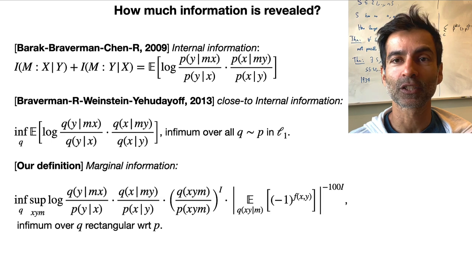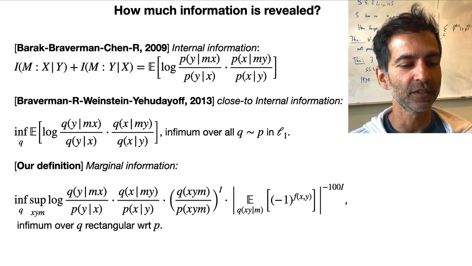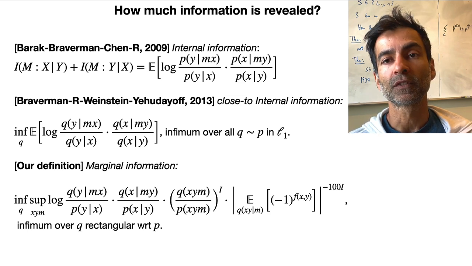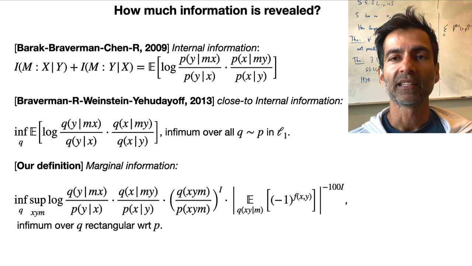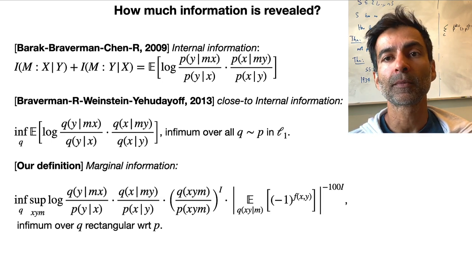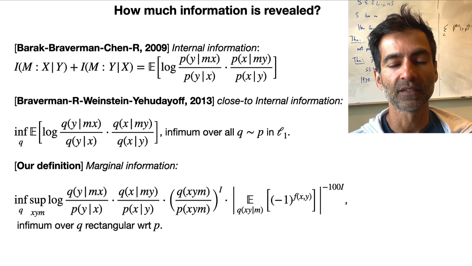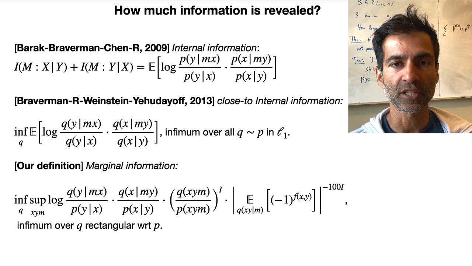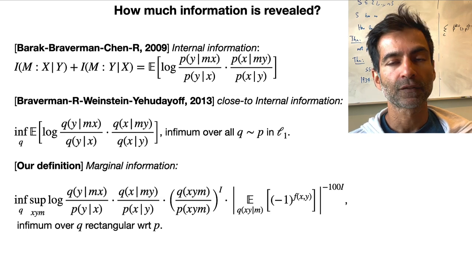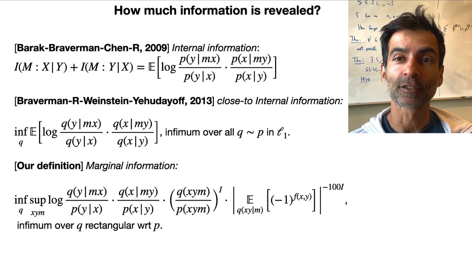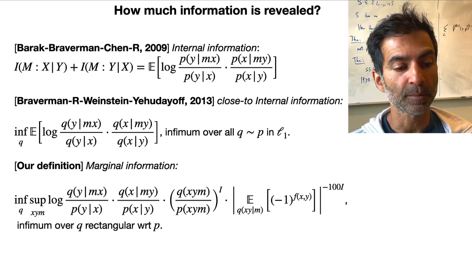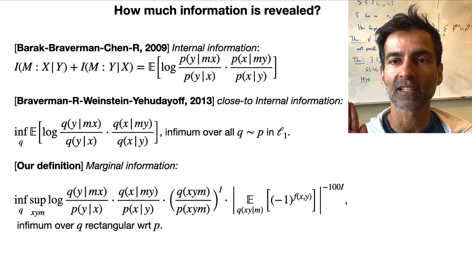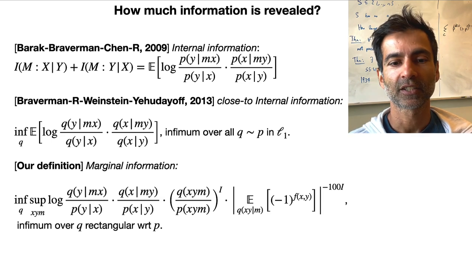So what is our definition? It looks like this. Okay, there are a few differences from the old definition. So we take the infimum over all q that are rectangular with respect to P. And then for each fixed q, we take the supremum over all triples xym of the following log ratio. In the log ratio, the first two terms correspond to the old internal information terms. I should say there's also a parameter I throughout here. So think of I as some fixed parameter.